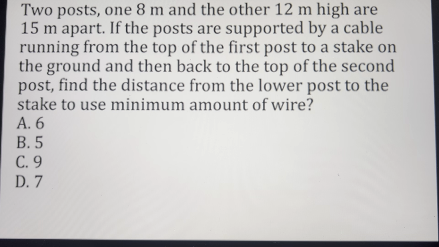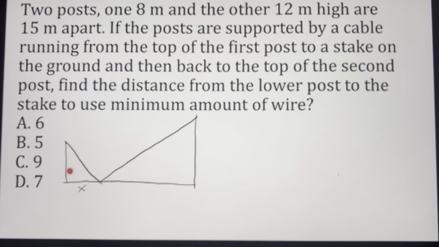Two posts, one 8 meters and the other 12 meters high, are 15 meters apart. If the posts are supported by a cable running from the top of the first post to a stake on the ground and then back to the top of our second post, find the distance from the lower post to the stake to use the minimum amount of wire.